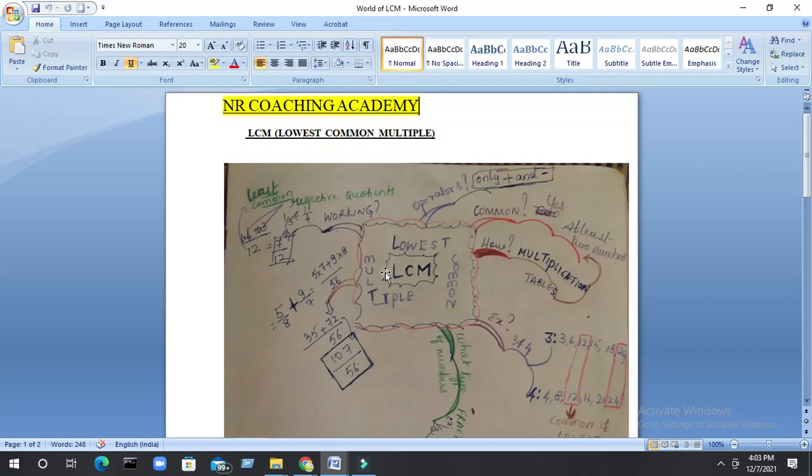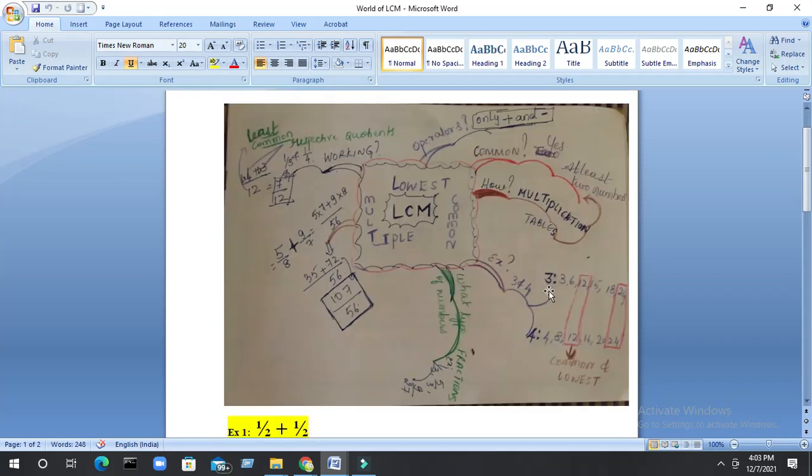If you observe the mind map here, I have given one main root. Is it common? Yes. How many numbers? I said at least 2 numbers, but I am not limiting it to 2. It can be anything more than that. How do I work on this? By the multiplication tables. Right? What are the mostly used operators in finding LCM? It is plus and minus, correct? Yes, so now I am directly taking you to an example.